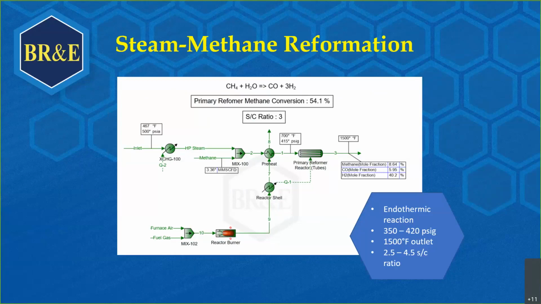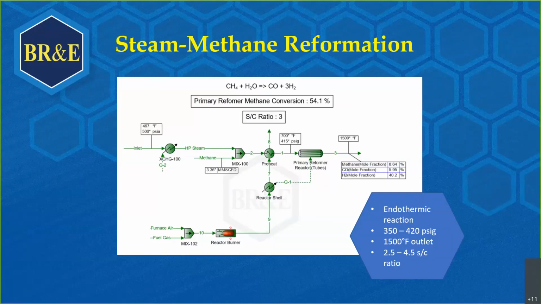Our pressure is generally going to be around 350 to 420 psig. This is going to vary from operation to operation. There's also facilities that have more than one reformer, so each reformer may have a different operating temperature and pressure. Today we're going to be using 415 psig.